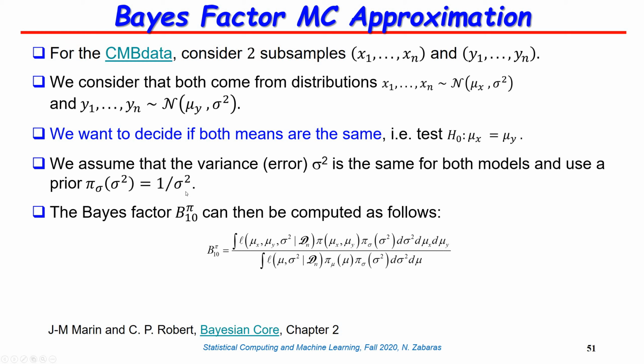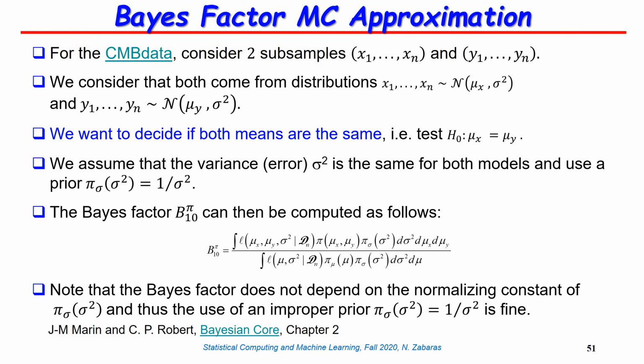By the way, even though we are using here this prior 1 over sigma square, if in general you use an improper prior in computing this type of Bayes factor, and you use the same improper prior on both the hypothesis 1 and the hypothesis 0, you don't have to worry about the normalization constant, because if it is the same, they cancel out from the numerator and the denominator, and the same is true here using 1 over sigma square. Okay, so the fact that we use an improper prior is not a problem.